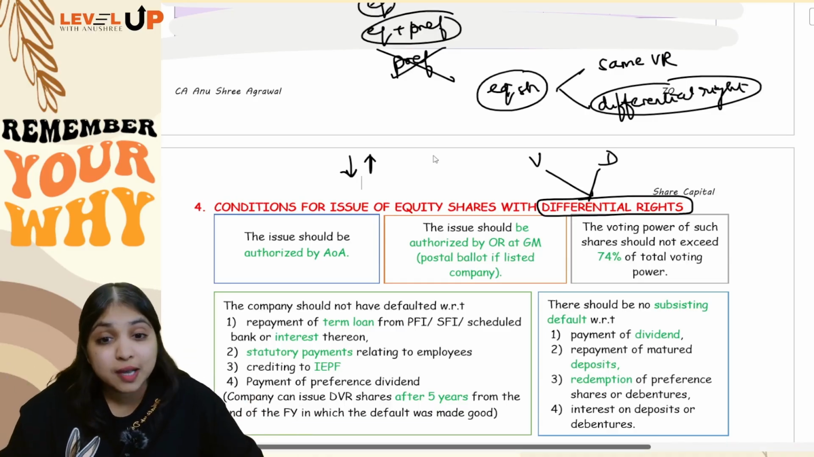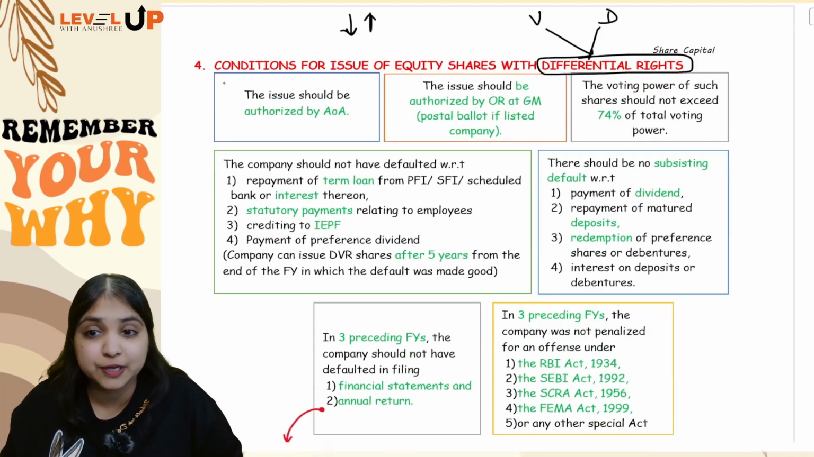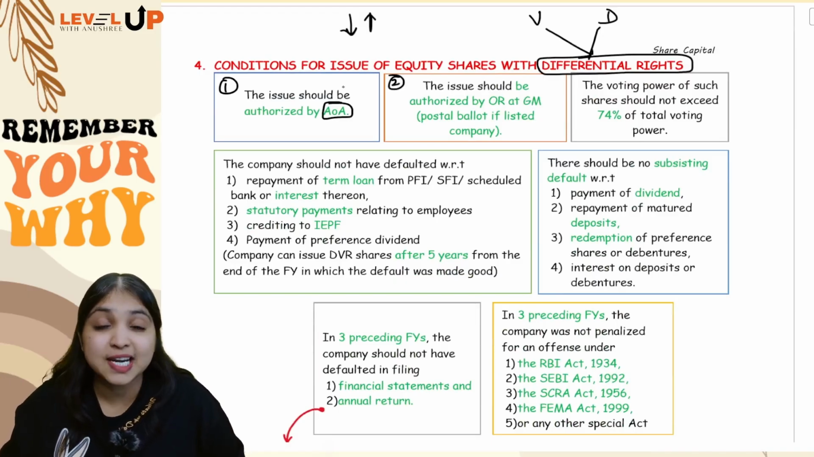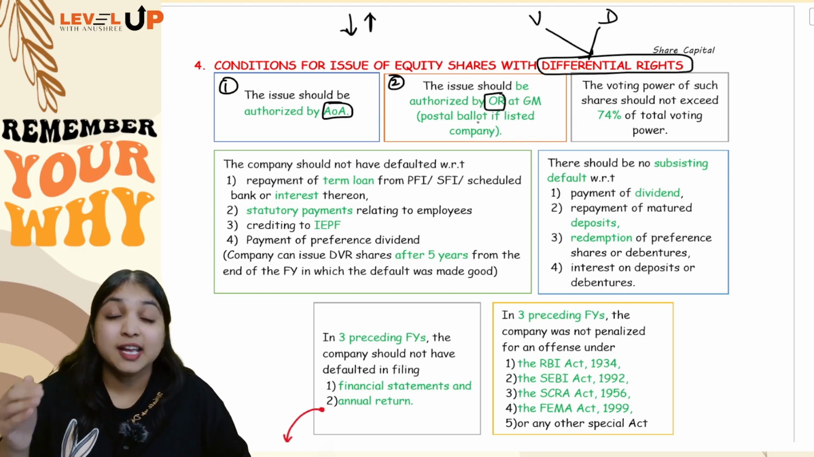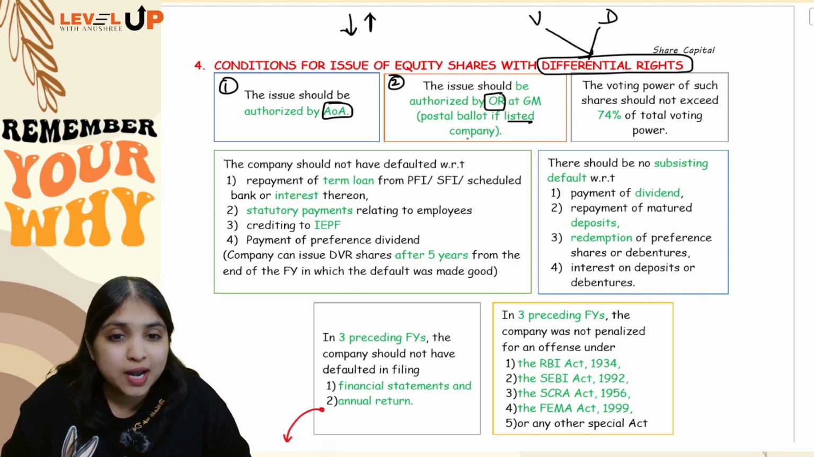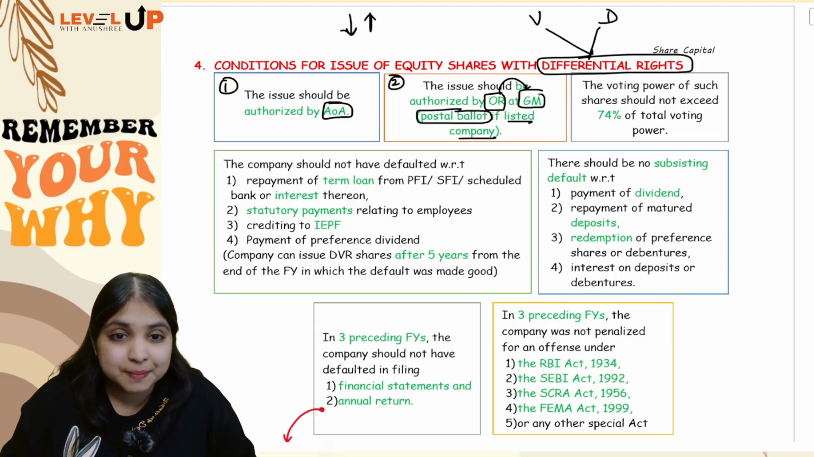Right guys, so if the company wants to issue equity shares with differential rights, 7 conditions have to be fulfilled. The first condition is that it has to be authorized by AOA. The second condition is that we need the permission of our existing equity shareholders in the form of an ordinary resolution. If the company is a listed company, this OR will be passed by way of postal ballot. If it's an unlisted company, this OR will be passed at the meeting.